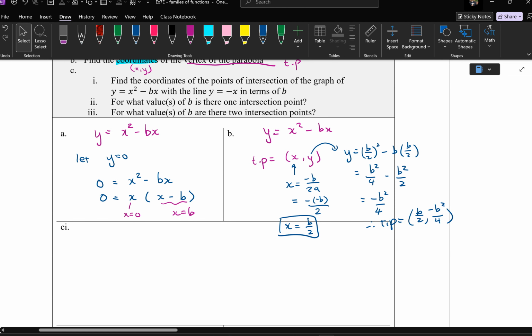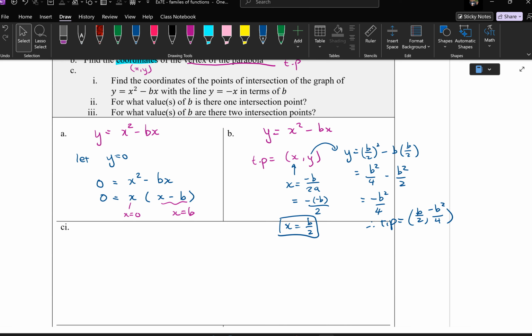Next question, C(i). Find the coordinates of the points of intersection of the graph of y equals x squared minus bx, so that's the quadratic, and the line y equals negative x, in terms of b. Again, notice it said coordinates, so you need an x and a y. It says points of intersection, so there might be more than one. How do I solve this? What's the first step you're going to do? Let's go with Ella. What would you do?